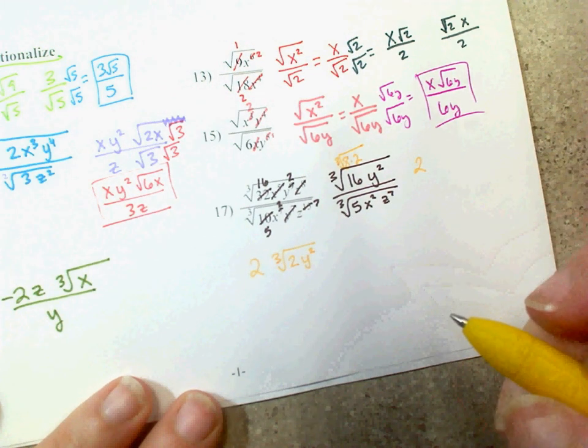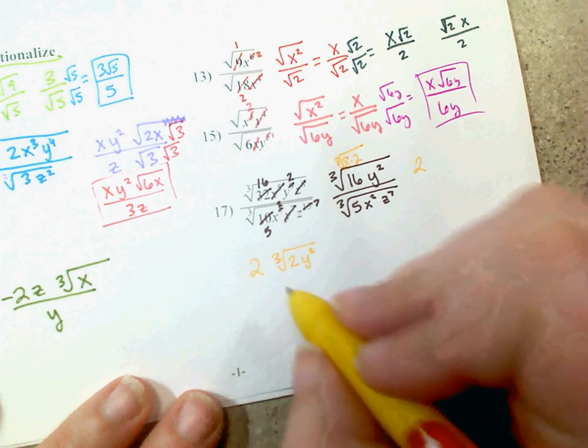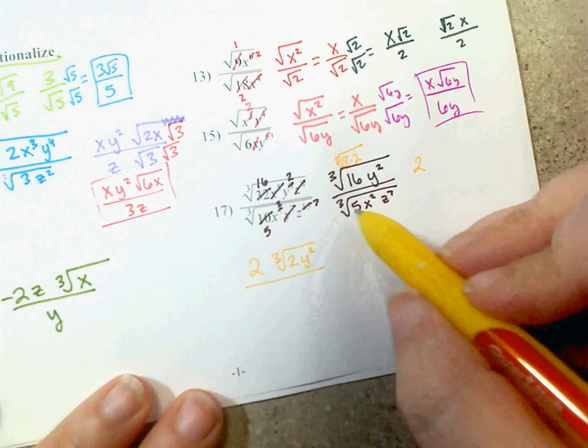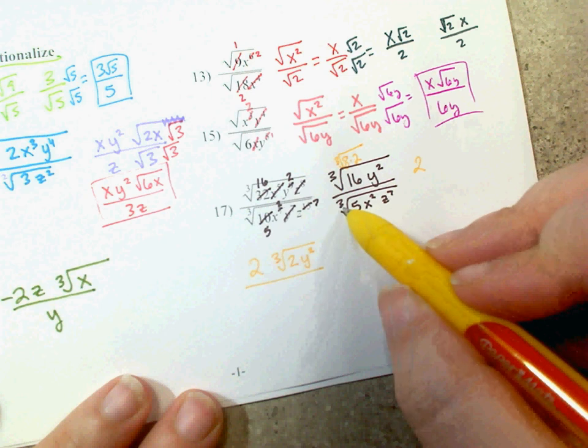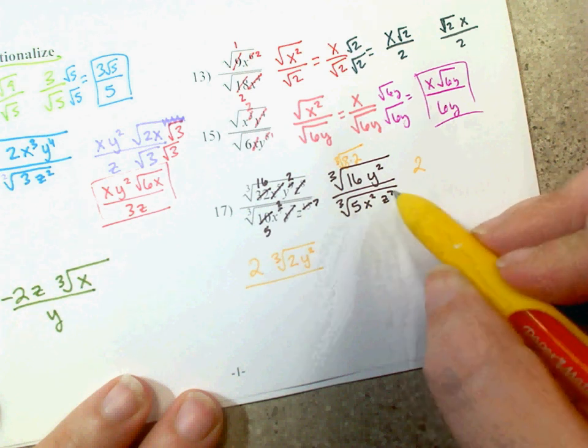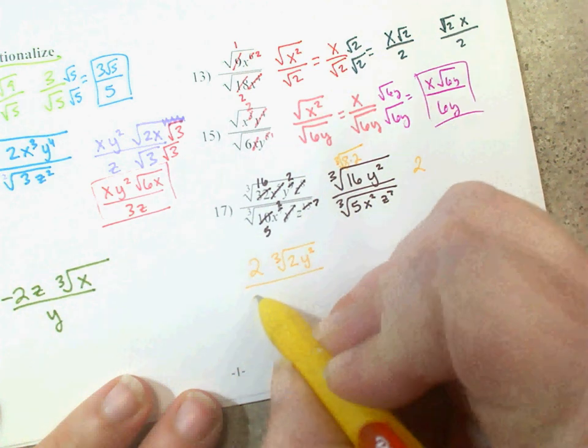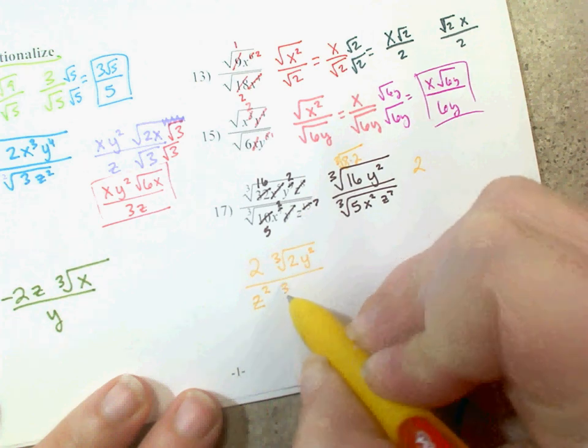There's not a cubed root of 5, so that stays inside. 3 does not go into 2, so that stays inside. But 3 does go into 7 twice. So z squared. And I'm left with a 5x squared. 3 times 2 is 6 with 1 left over.